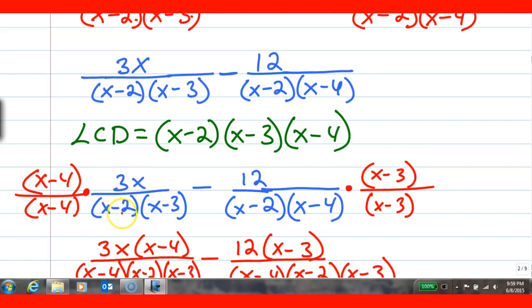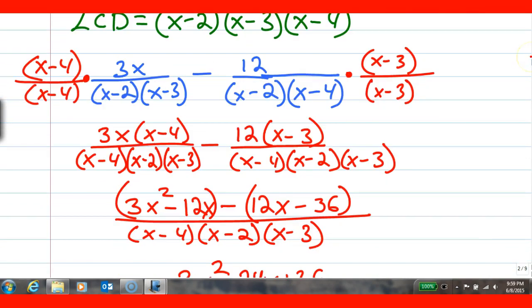So looking at the left side, to make this situation, I still need an x minus 4. So I'm going to multiply the top and the bottom. As long as I multiply the top and the bottom by the same number, I'm not going to change my overall value here. So I'm going to multiply by x minus 4, multiply by x minus 4. On the other side, for the lowest common denominator, I still need the x minus 3. So I'm going to multiply the top and the bottom by the x minus 3.